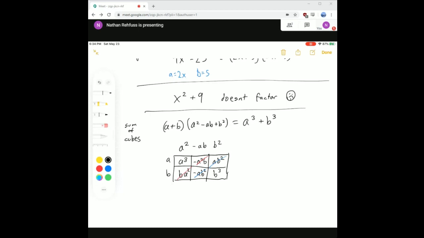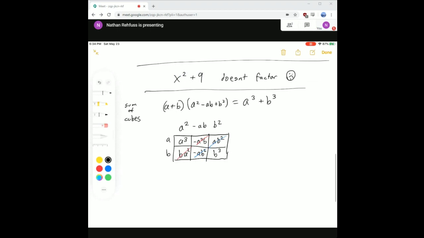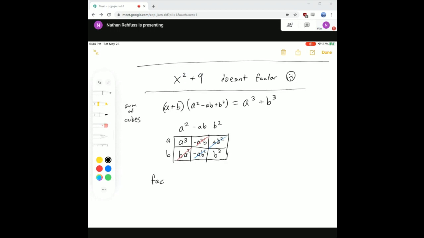So for example, if I asked you to factor x squared plus 8, well, oops, that doesn't factor at all. But if I asked you to factor, oh my goodness, x cubed plus 8, well, here a is x and b is 2, so follow the formula all the way. A squared is x squared, negative ab is negative 2x, b squared is 4, and a plus b is x plus 2. So that's a nice way to factor x cubed plus 8. Like I said, once in a blue moon, this comes in handy.